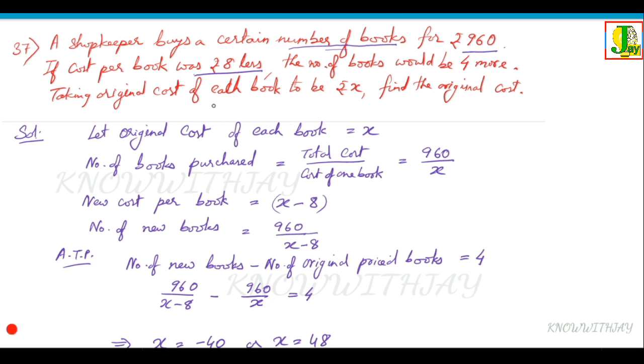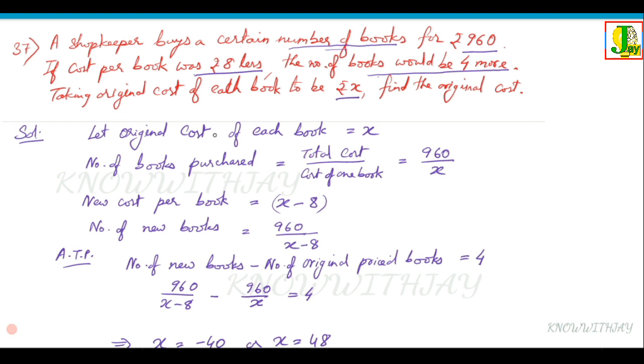8 less, that means if the cost of the books is less, then the number of books should rise. The number of books would be 4 more. Taking the original cost of each book to be rupees x, you have to find the original cost. If you compare this with the previous question, where the total amount was divided among the number of children, here we have the number of books.